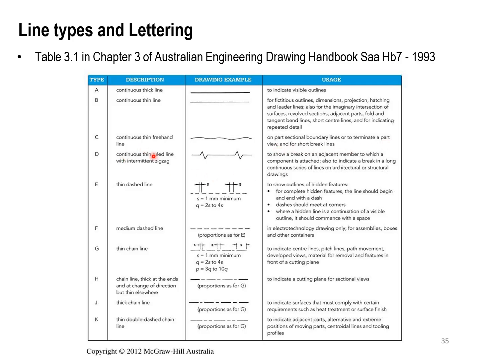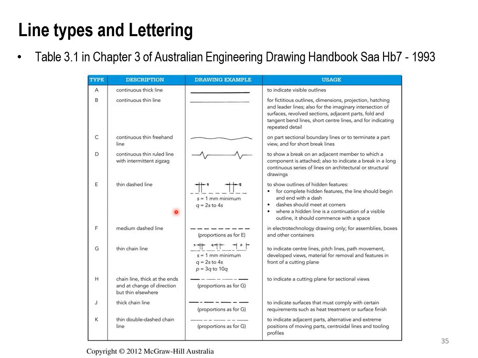We can have a continuous thin ruled line with an intermittent zigzag shape, and that's to show the break on the adjacent members to which the components are going to be attached. Thin dashed line, okay, to show the outlines of hidden features, for example, again, a cylinder that's going to have a hole. So to represent the hole, I'm going to put a dashed line showing that, okay, internally we're going to have some features.